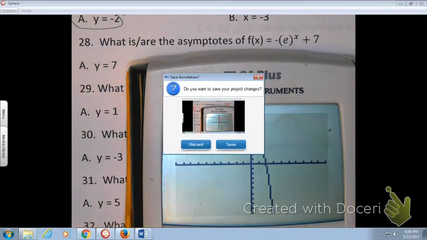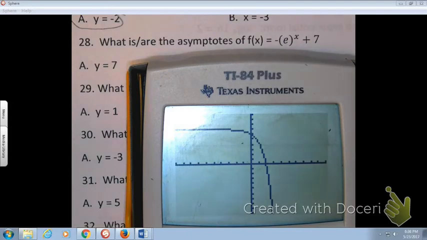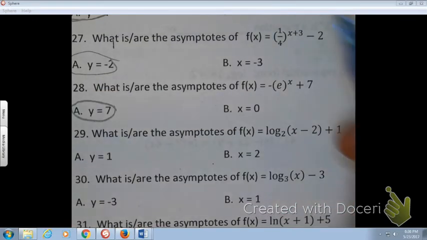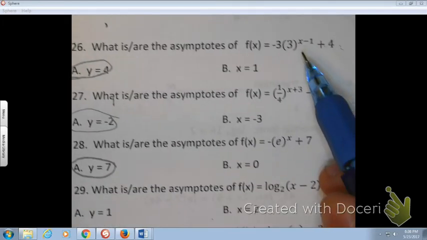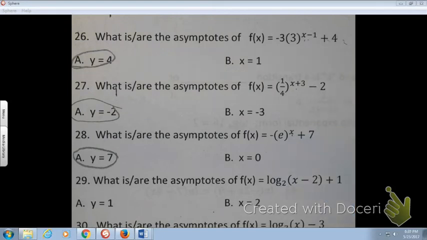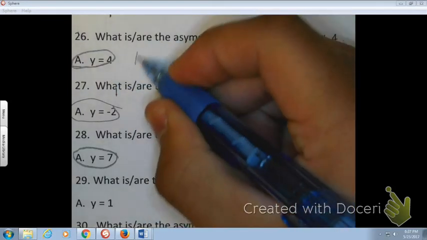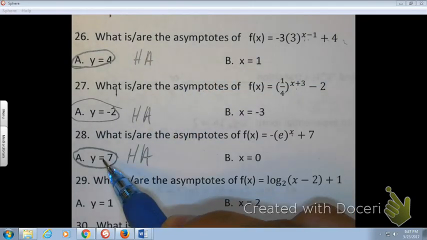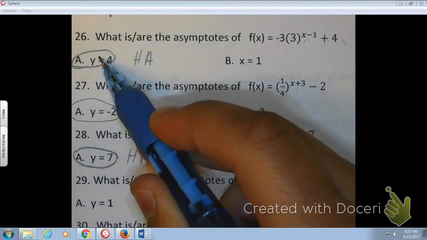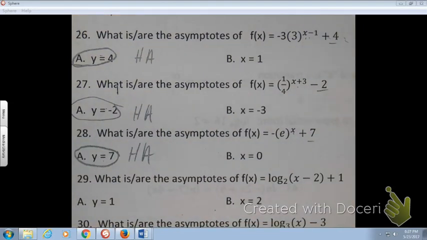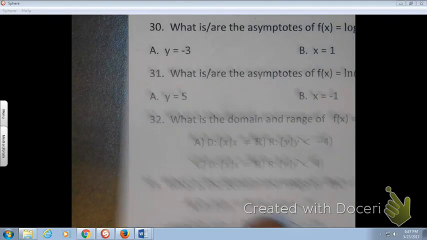Now, it should start to make a pattern, okay? Notice, there are similarities in here. They all are exponential, okay? This is exponential, this is exponential, and this is exponential. They all have only a horizontal asymptote, at y equals, y equals, y equals the numbers 4, negative 2, 7, okay? Now, that is not going to be the same for log. So I'm going to go over the ones for log.